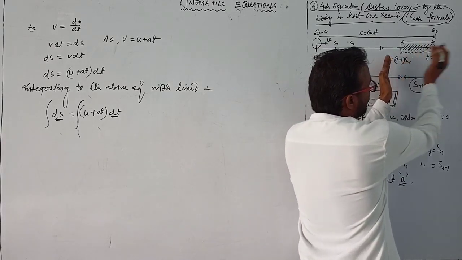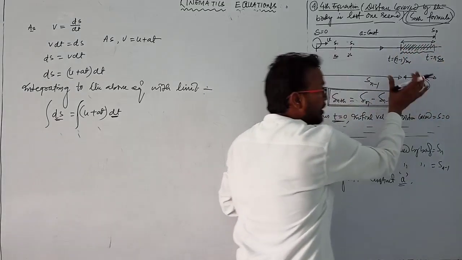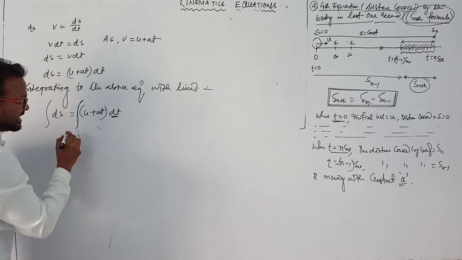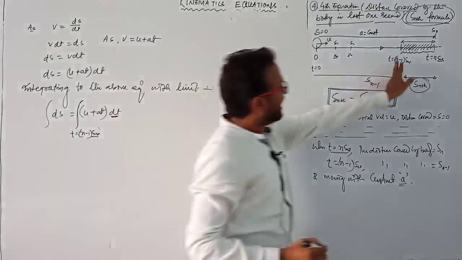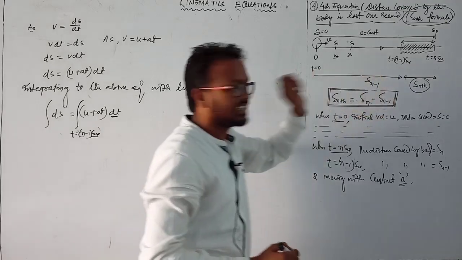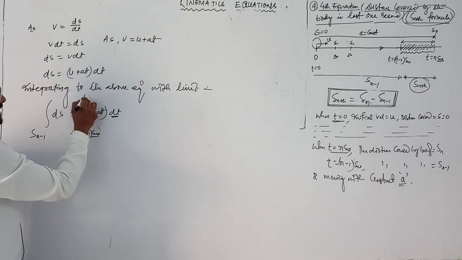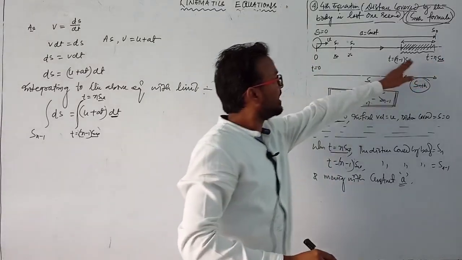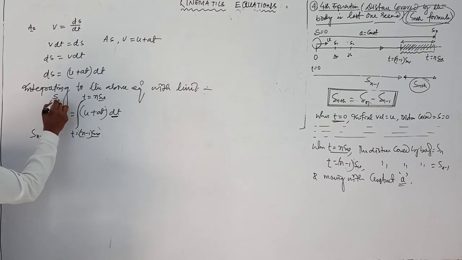So in this case we have to use the Sn formula. When time t equal to n minus 1 seconds, the distance covered by the body from the initial point is Sn minus 1. And when time t equal to n seconds, the last second, the distance covered by the body is Sn.